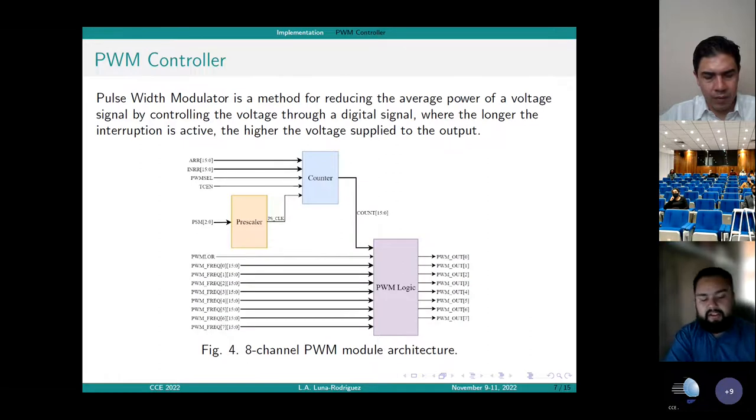I will now explain the architecture of the PWM block. This figure shows the proposed diagram with the architecture. This block manages 8 channels independently with an adjustable frequency. This architecture consists of 3 main blocks. The prescaler is to configure eight different speeds for the adjustable frequency, and this is controlled by the PWM signal. We have a counter. This is a 16-bit up-down counter, and the PWM logic generates an independent PWM signal on each channel from the counter signal from the previous block, the counter block.